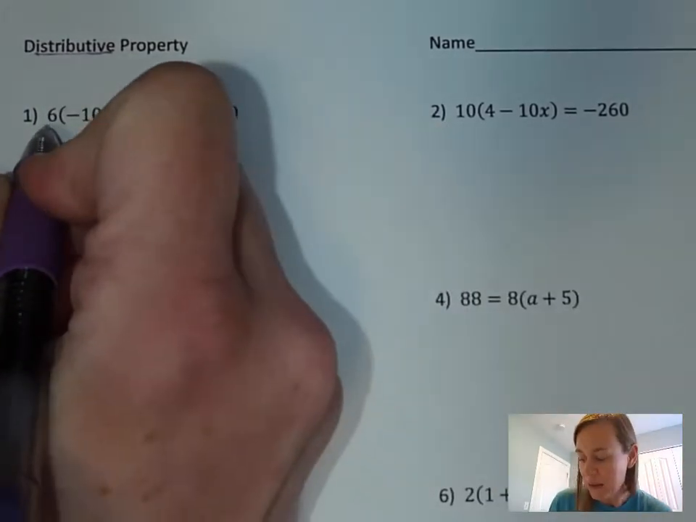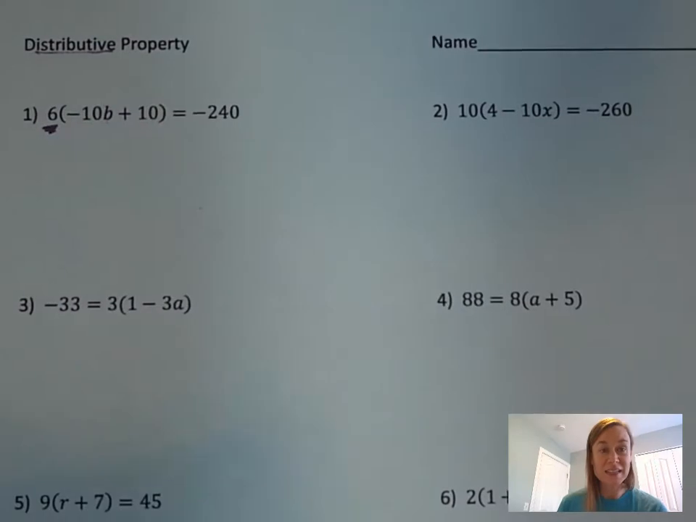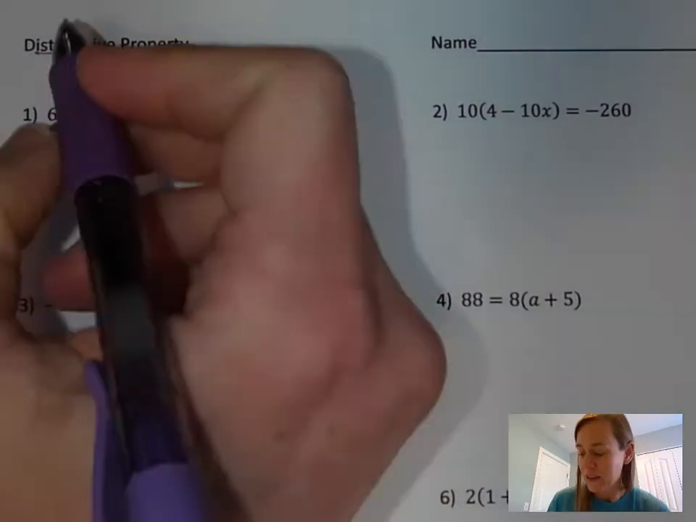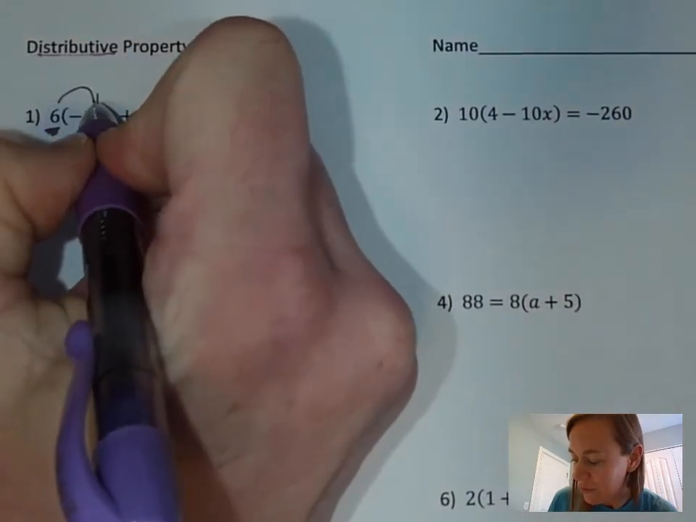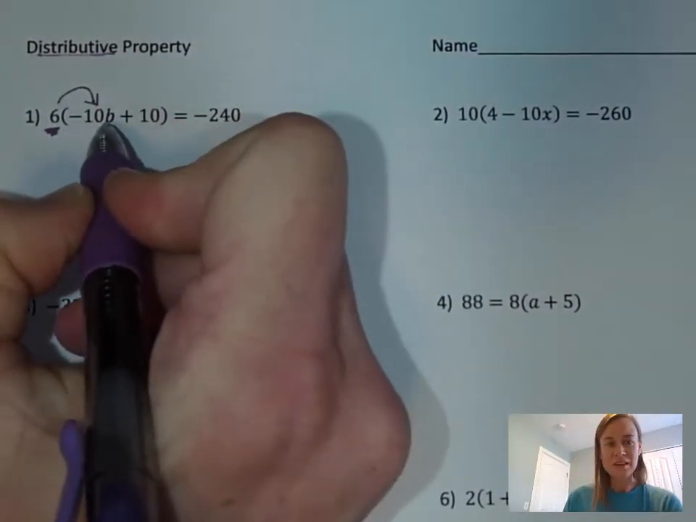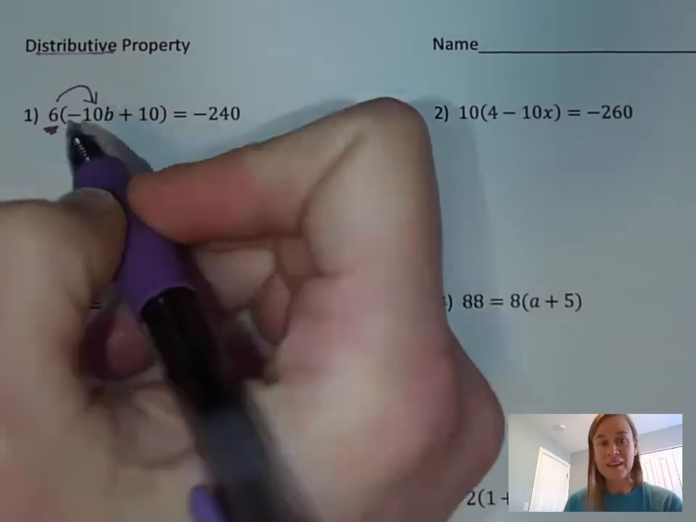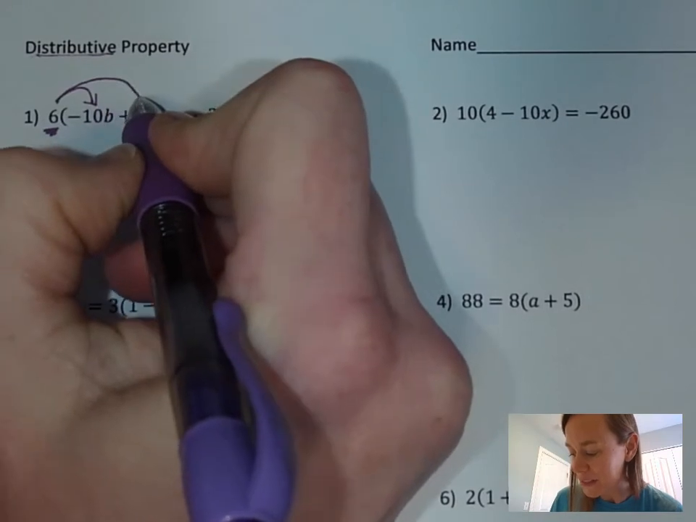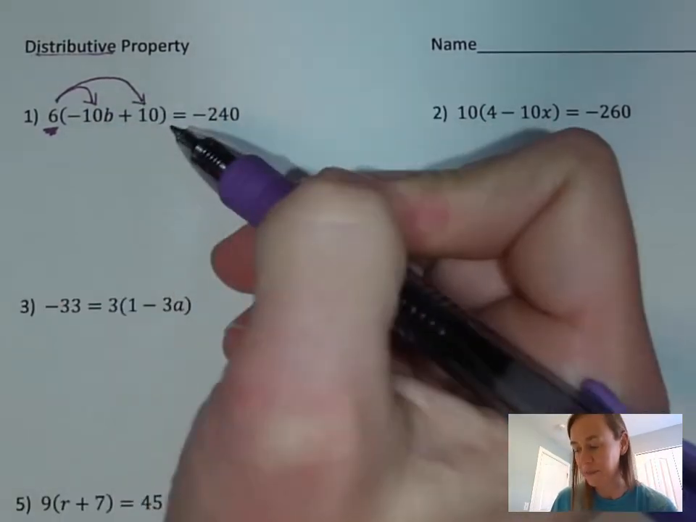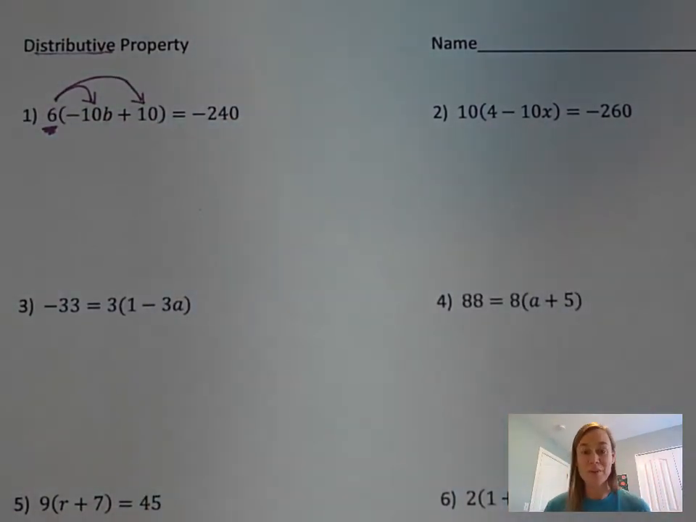You're going to take that number that's out in front. In this case, we have a 6 out in front. Now you're going to distribute it to the first term inside the parentheses, which in this case is negative 10b. And then you're going to distribute it to the second term in the parentheses, which in this case is a positive 10.